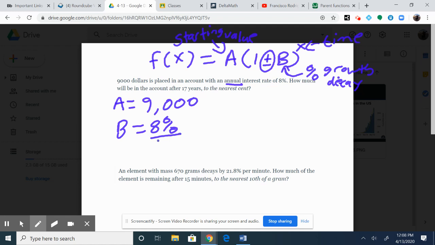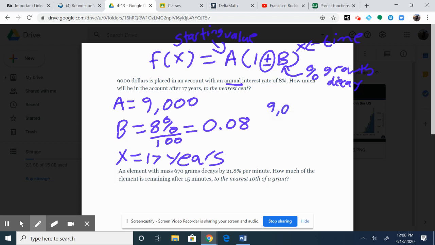Now we need to divide that by 100 and express it as a decimal, which would be 0.08. And we also have our x, which is 17 years. So what we do is that we do 9,000 and then 1 plus 0.08 to the power of 17.